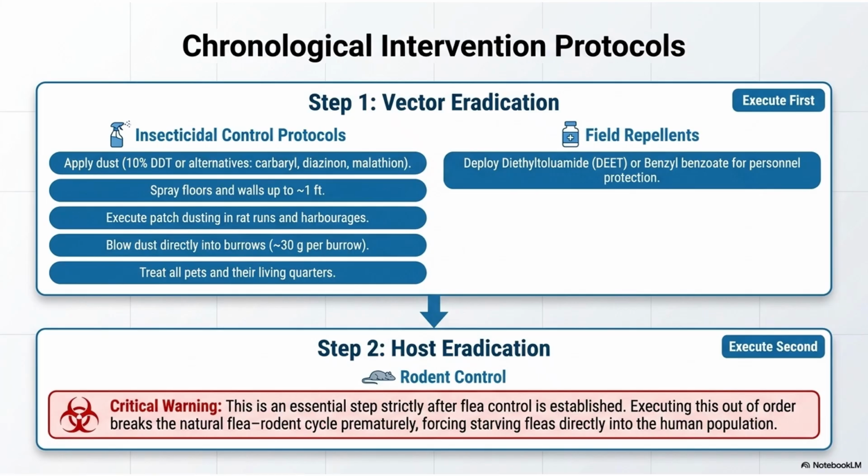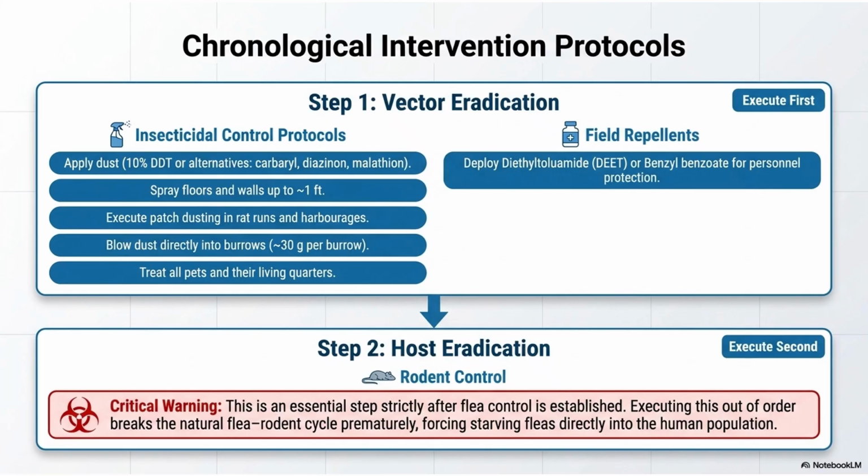So because of these fleas, many diseases are spreading. How can we control these flea vectors? Like other vectors such as mosquitoes, we can control them by using insecticides like DDT and organophosphorus compounds like diazinon, malathion, carbaryl. There are also vector repellents like DEET, diethyltoluamide, and benzyl benzoate for personal protection. Like this we can control them.